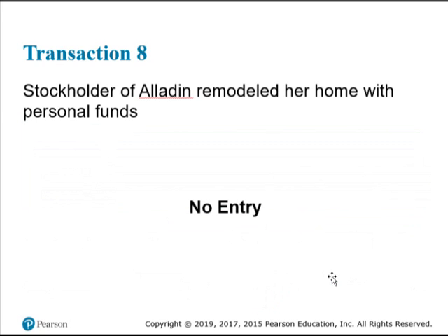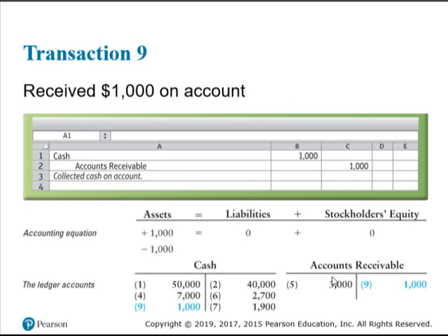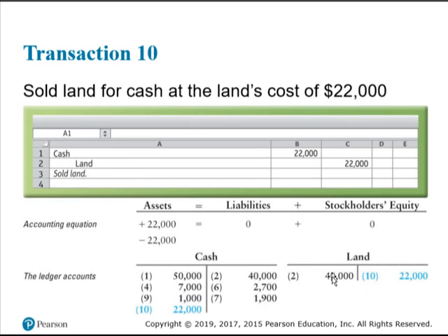The owner remodeled her home. Still no entry required. The company got some money. Yay! Cash increases, and we know that's a debit. Accounts receivable decreases. An asset is decreased with a debit. The company sold land. An asset, cash, increases. Another asset, land, decreases.